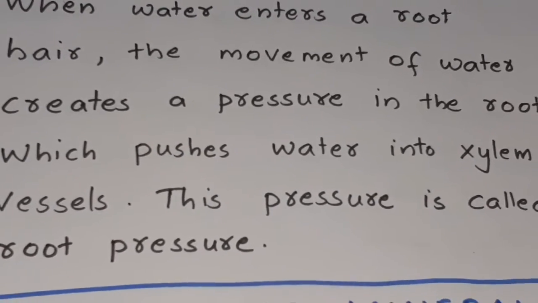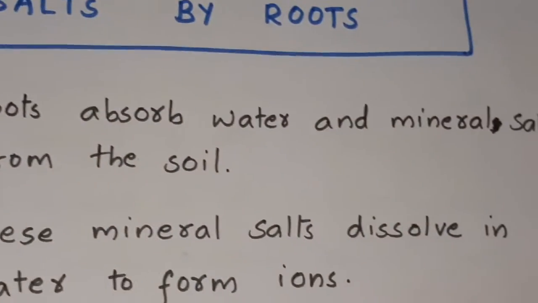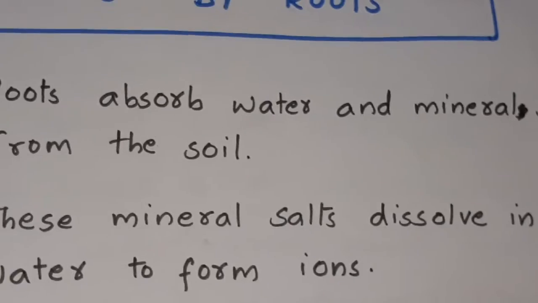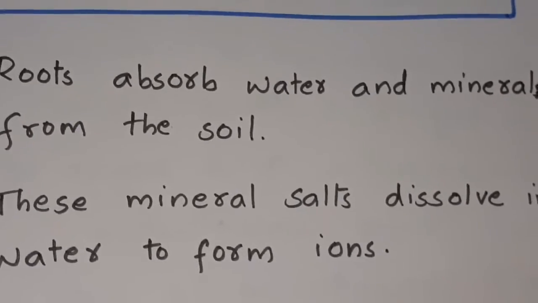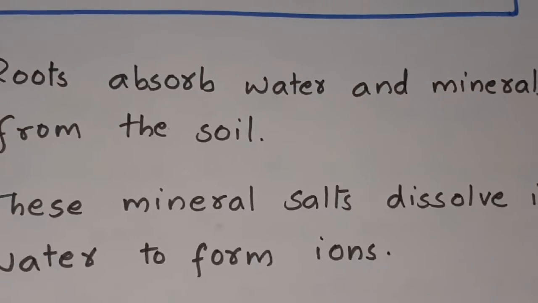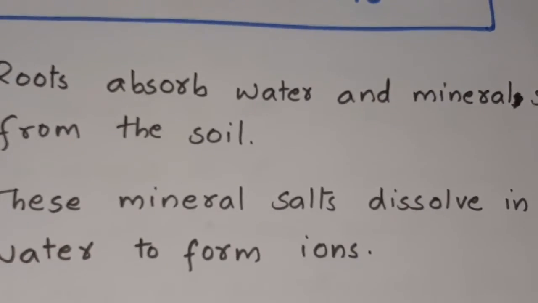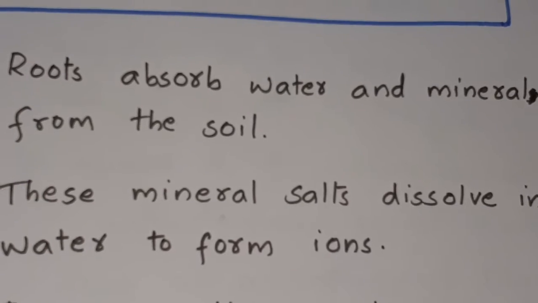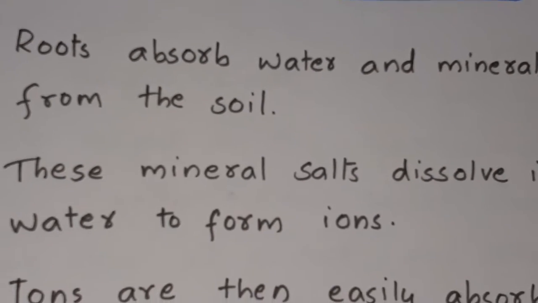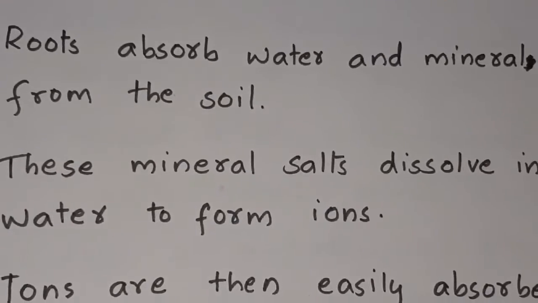Now we'll see the absorption of mineral salts by roots. See, now we have seen only how water is entering. How do these mineral salts like calcium, magnesium, phosphorus, all these things, enter into the roots? You see, roots absorb water and mineral salts from the soil. We know that roots are growing inside the soil. So from the soil only the roots are absorbing.